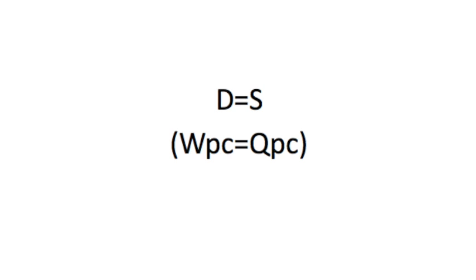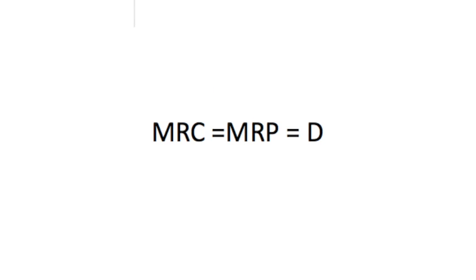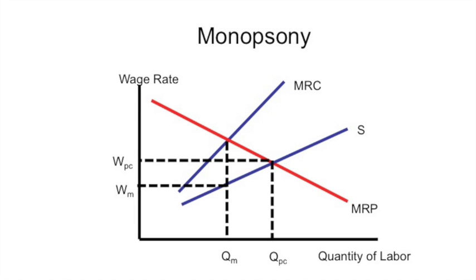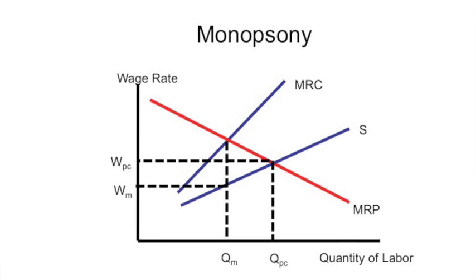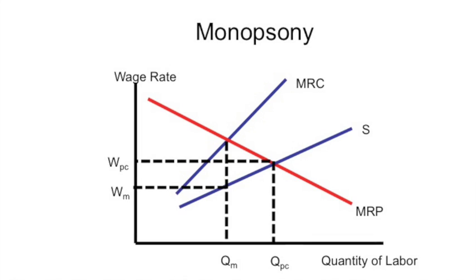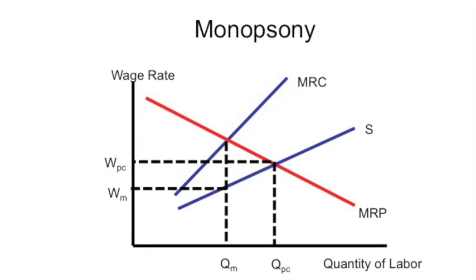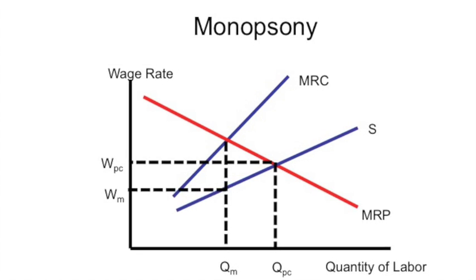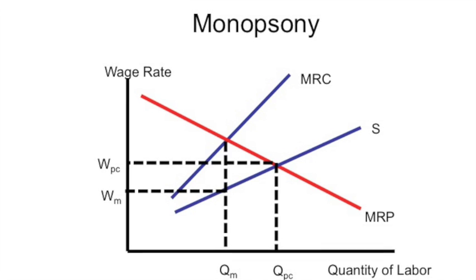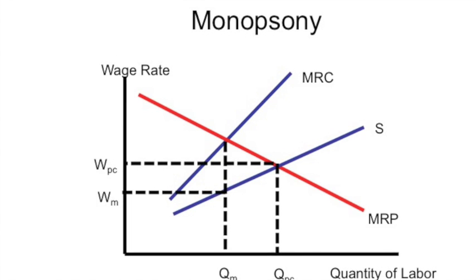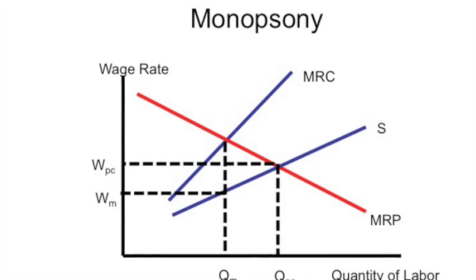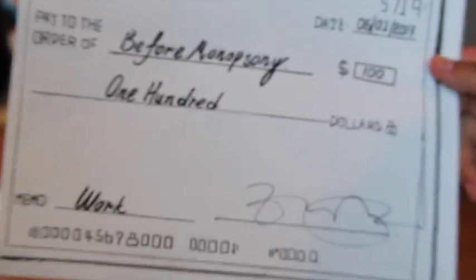In a competitive labor market, the equilibrium will be where D equals S, WPC equals QPC. However, a monopsony can pay lower wages and employ fewer workers. To maximize the level of profit, the firm employs QM of workers where MRC equals MRP. In a monopsony, a minimum wage can therefore increase wages without causing unemployment.